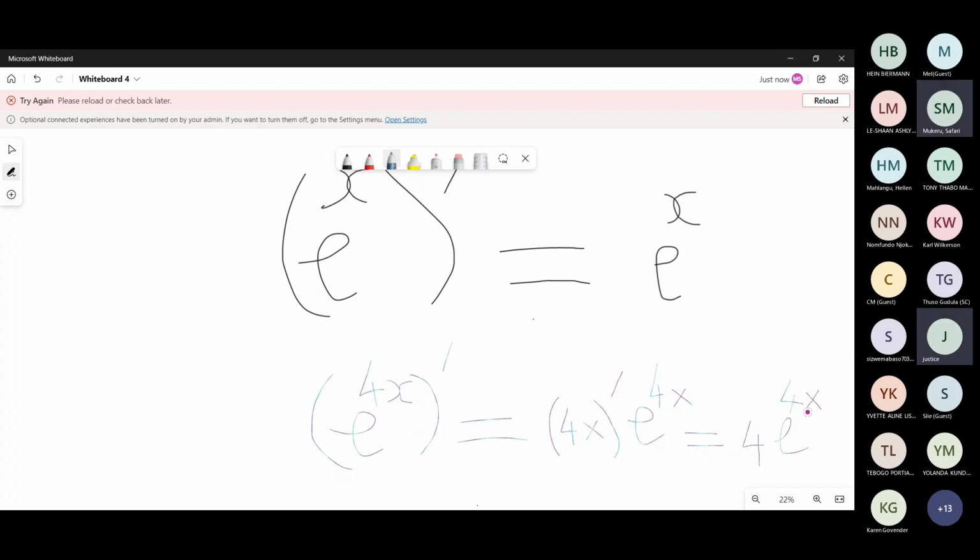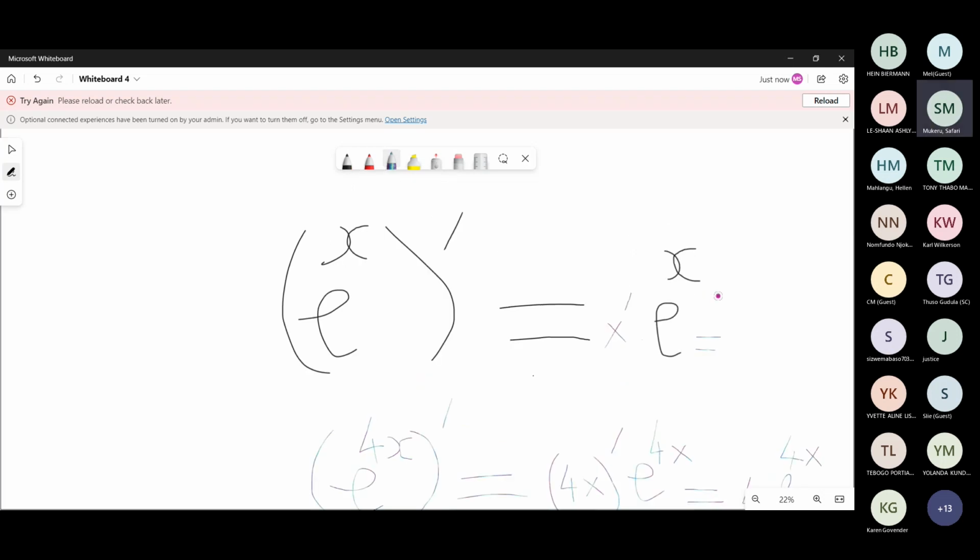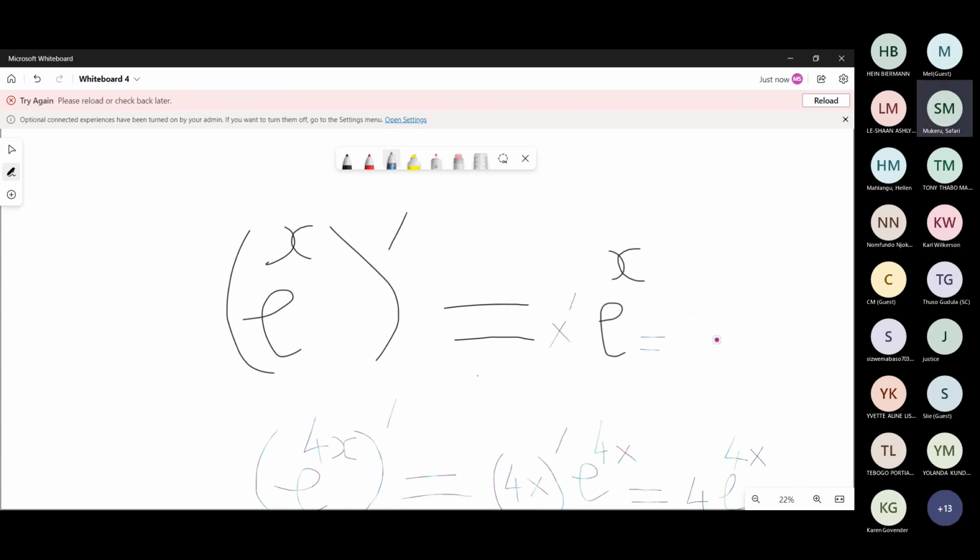Now I have a question. Here is e to the power 4x, and on top is e to the power x. Why don't we say x multiplied by e gives us xe? Good question. Here I could have said x prime times this one. And what is that? What is the x prime here? I was saying, why don't we say xe? Yes, exactly. No, it's not.